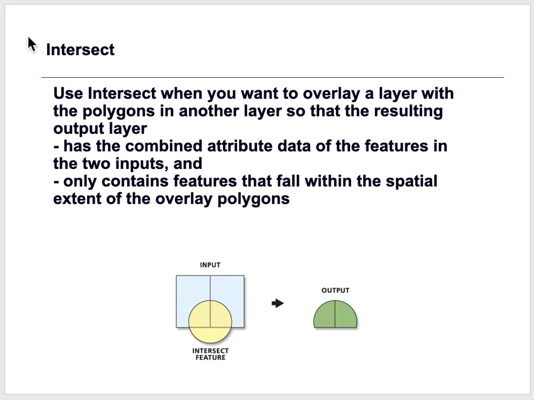Intersect is another overlay tool, a geoprocessing tool. So you use intersect when you want to overlay a layer with the polygons in another layer so that the resulting output layer has the combined attribute data of the features in the two inputs and only contains features that fall within the spatial extent of the overlay polygons.